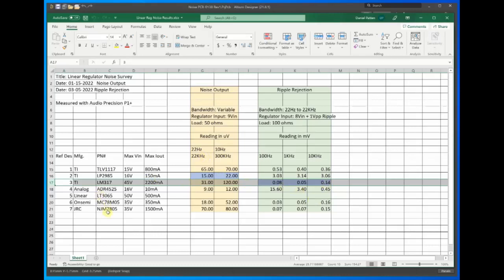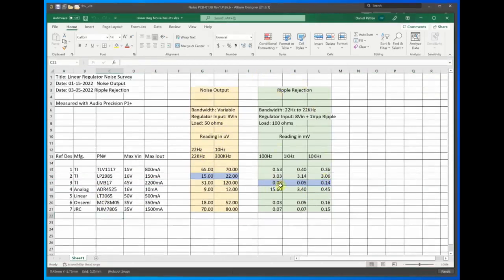Maybe a combination, if you were looking for a quiet design, would be to use your pre-regulation with an LM317, since it has a very high voltage input, and then you could follow that with a LP2985. I don't know, just some thoughts.